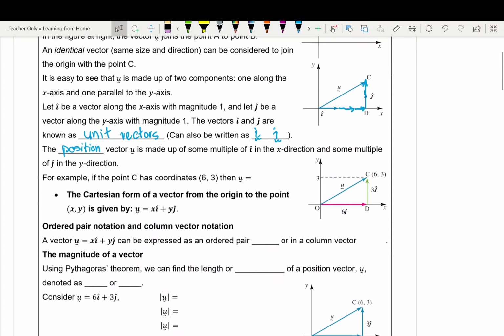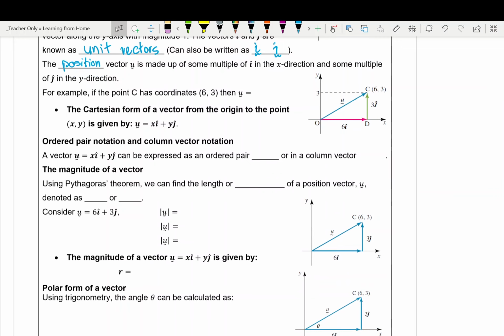And we see that here in the next image. For example, if the point C has coordinates 6, 3, then u is going to be 6i plus 3j. So 6 lots of the i unit vector and 3 lots of the j unit vector. The Cartesian form of a vector from the origin to the point x, y is given by xi plus yj. If we have it in xi plus yj form, we can express it instead as an ordered pair, bracket x, y, close bracket, or in a column vector, which would stack the two on top of each other.